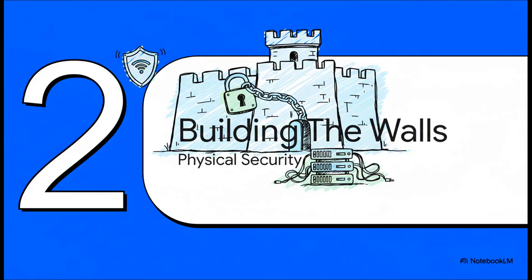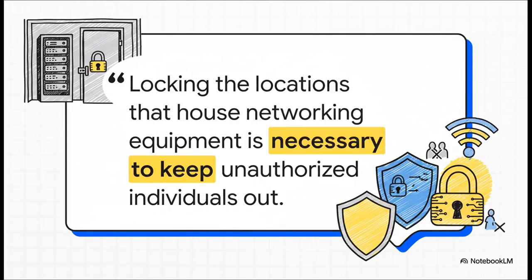All right, so now that we've got a better idea of the enemy, it's time to build. And every fortress, digital or otherwise, starts with strong physical walls. We're talking about securing the actual hardware that makes the whole network run. You know, this might seem obvious, but it's so critical. It doesn't matter how fancy your firewall is if someone can just walk into the server room and pull the plug. Your very first layer of defense has to be a locked door.